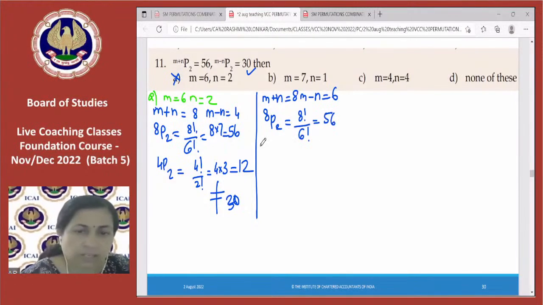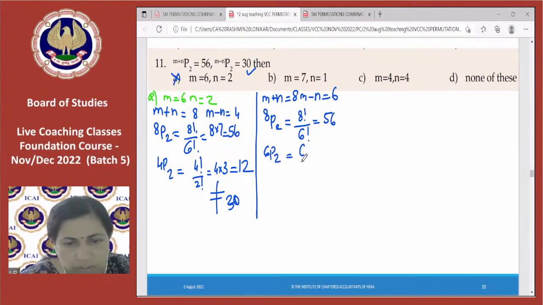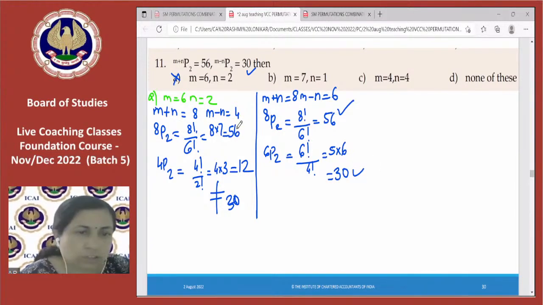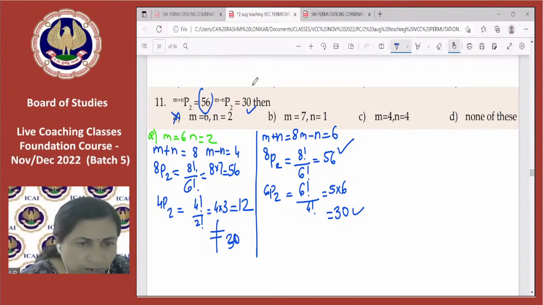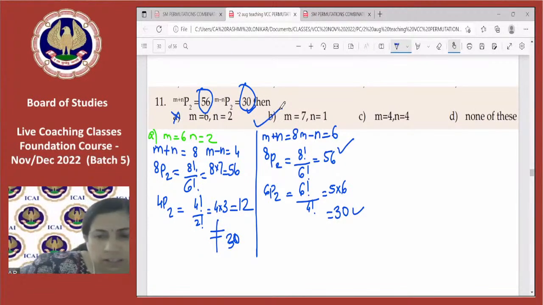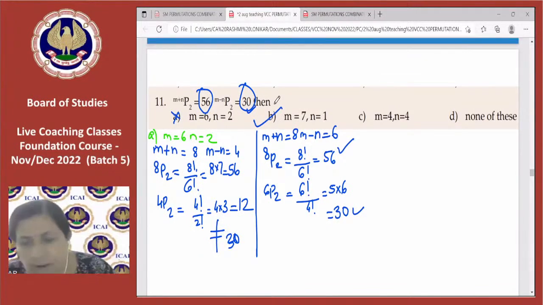Now m minus n is 6. So 6P2 is equal to 6 factorial upon 4 factorial. So this is 5 into 6, which is equal to 30. So A is also satisfied, B is also satisfied, because both conditions have to be satisfied. I should get this answer also and I should get this answer also. So here I've got both the answers correct. So I get B to be the correct option. Understood?